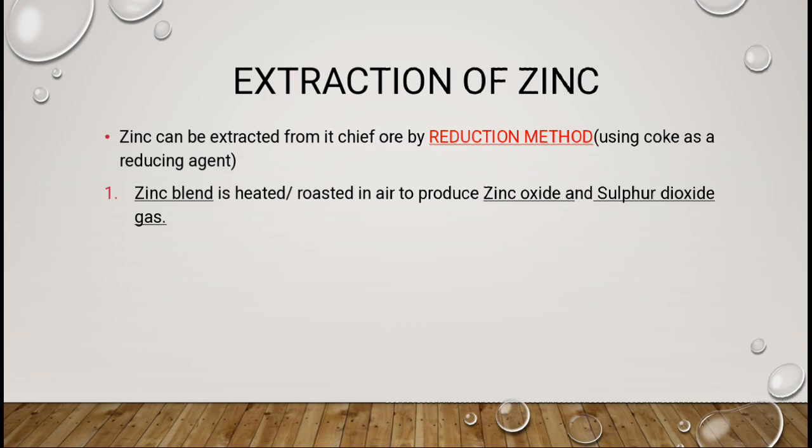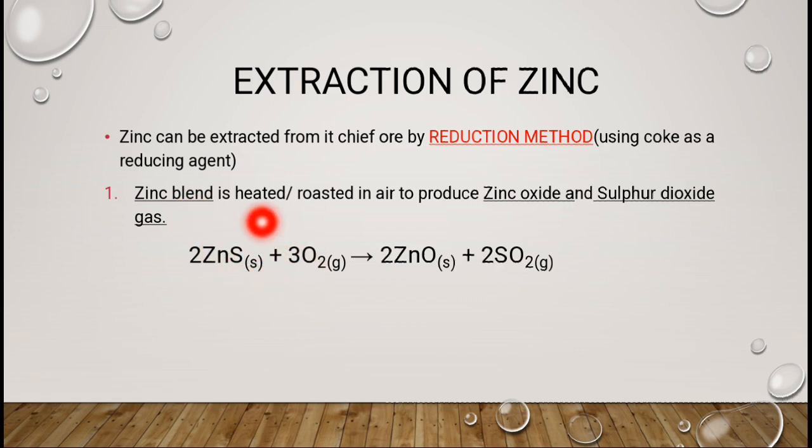Alright. So the equation to summarize this is written like this. Zinc sulfide, which is zinc blende, don't forget the chemical name. Zinc blende plus, whenever we are talking about heated or roasted, we mean reacting it with oxygen. It will form zinc oxide plus sulfur dioxide. This is a balanced chemical equation.